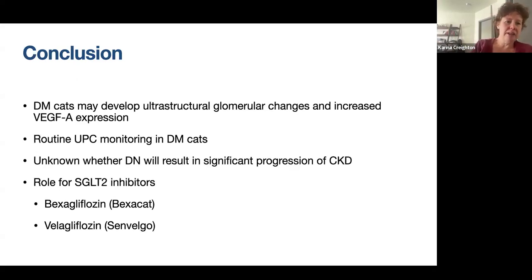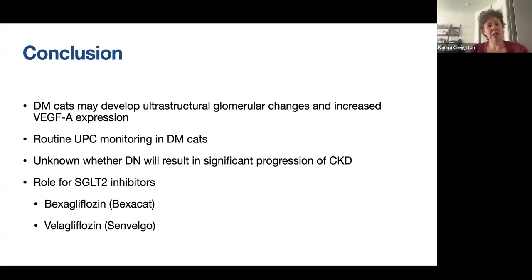So their conclusion was that diabetic cats may develop ultrastructural changes consistent with the DN changes described in people, and also increased VEGF-A expression, which is thought to be a hallmark of, so both a marker of diabetic nephropathy in people, but also potentially driving the development of diabetic nephropathy. They suggest that UPC monitoring should be routine in diabetic cats. I guess as a nephrology group, I don't think any of us would argue with that. We're probably measuring UPCs pretty routinely in most of the patients that we see.